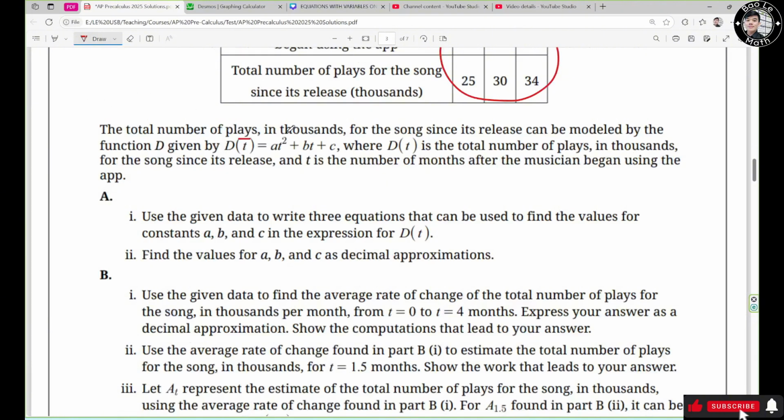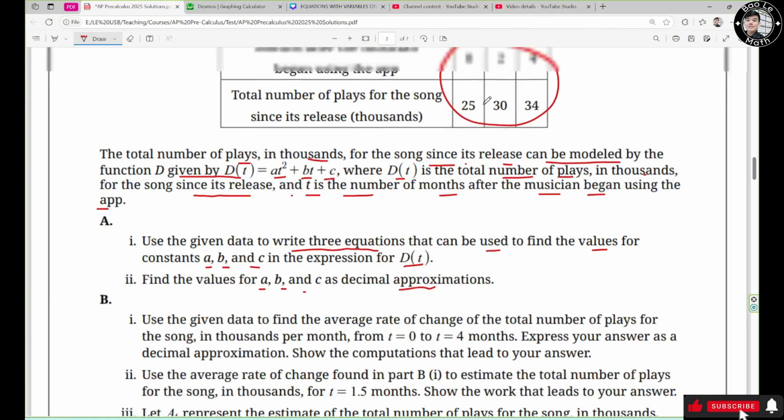The total number of plays in thousands for the song since its release can be modeled by the function d given by d of t equals at squared plus bt plus c, where d of t is the total number of plays in thousands for the song since its release, and t is the number of months after the musician began using the app. Question A, part I. Use the given data to write 3 equations that can be used to find the values for the constants a, b, c in the expression for d of t. Find the values for a, b, c as decimal approximations.